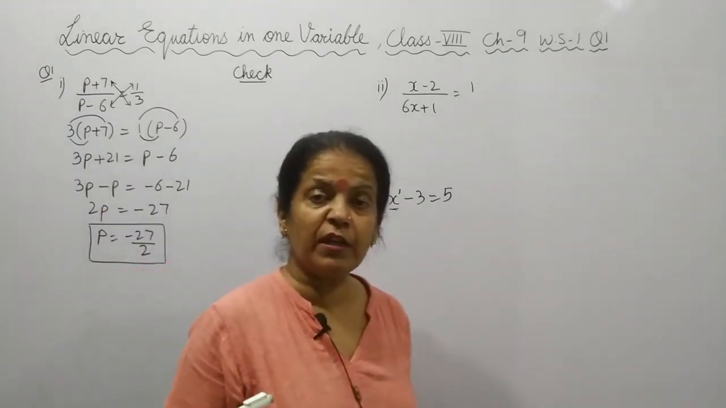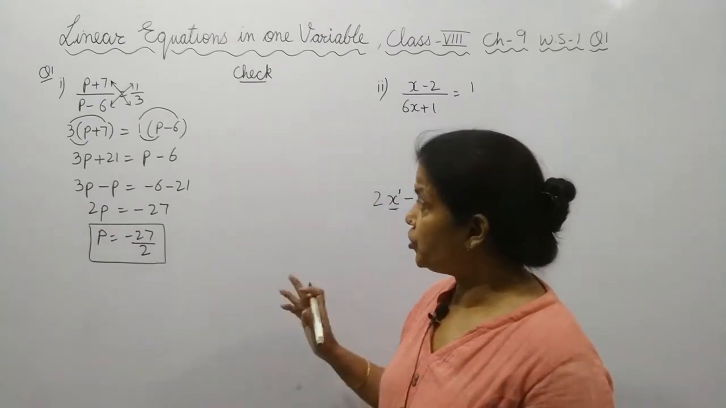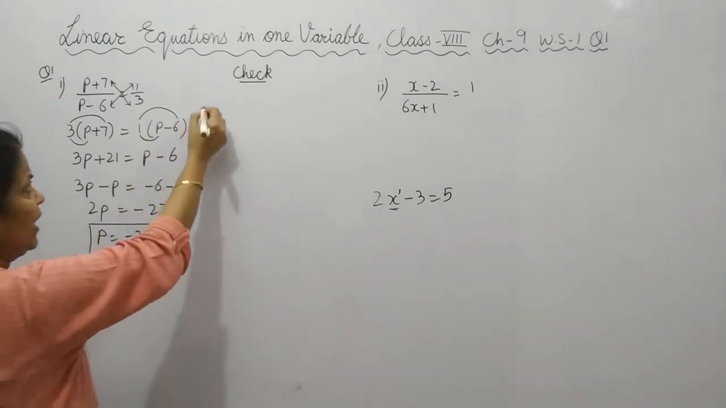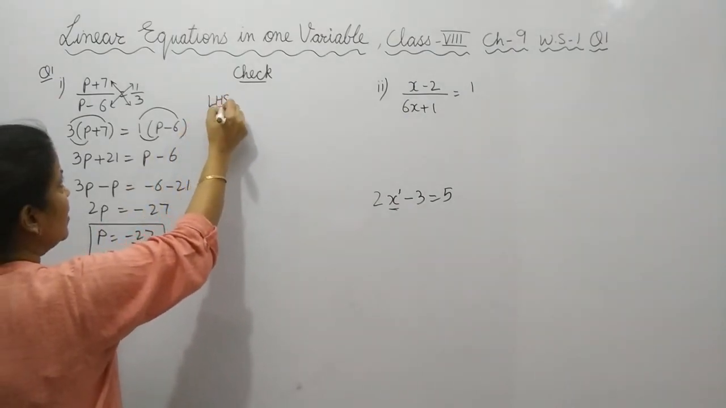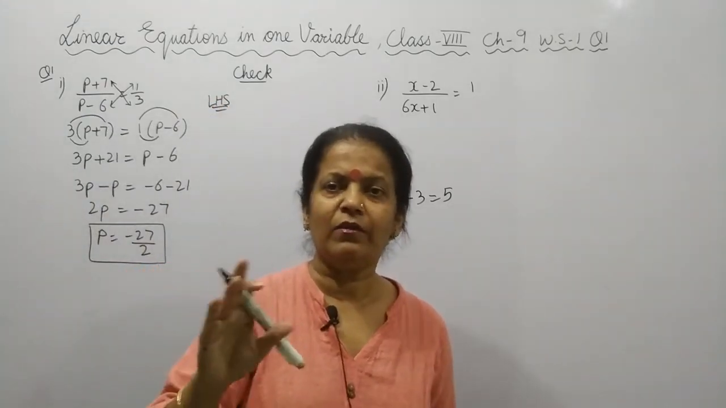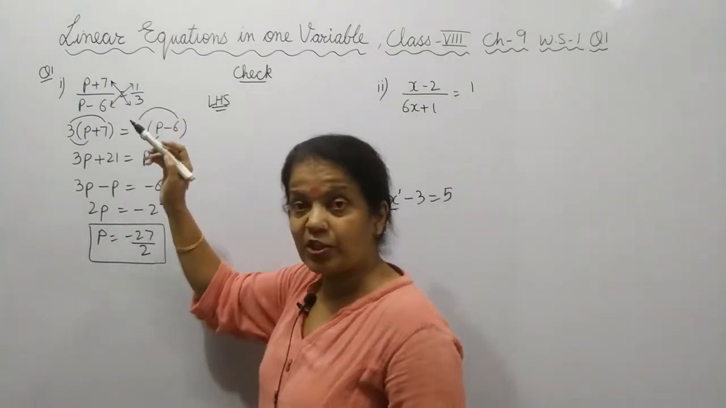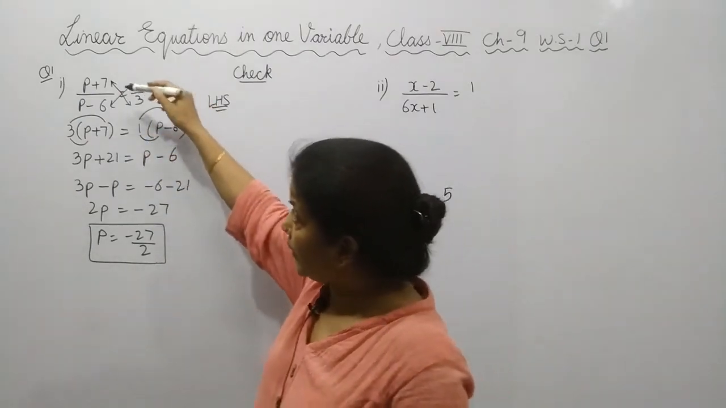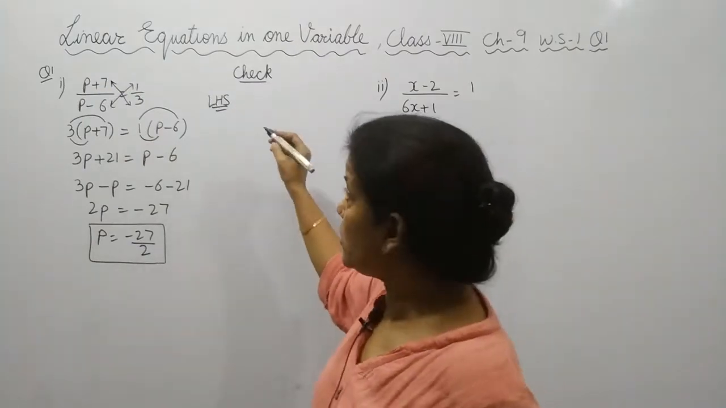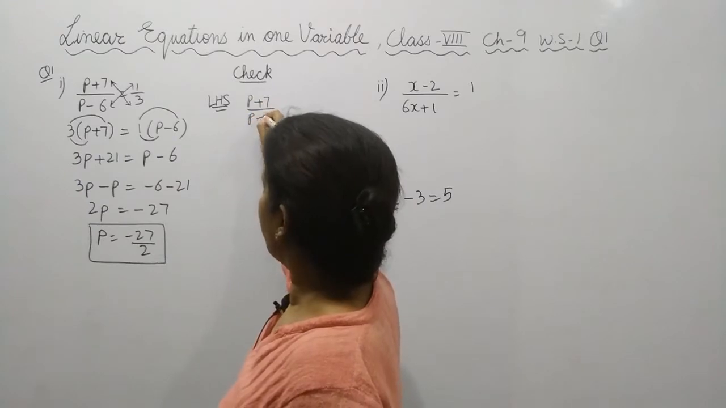Now you have to check the answer also. So remember to check the answer. While checking the answer, you will take first LHS and then the RHS, and see whether LHS equals RHS or not. LHS means left hand side. So what is written on the left hand side? That is p plus 7 upon p minus 6. So we will write this part, p plus 7 upon p minus 6.